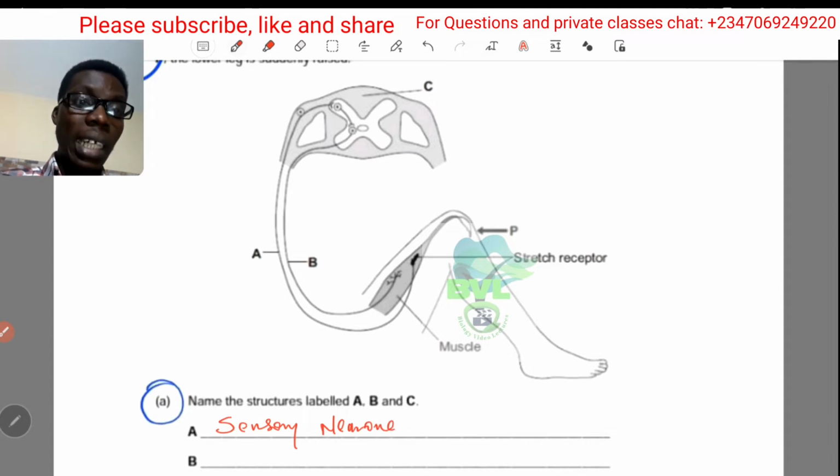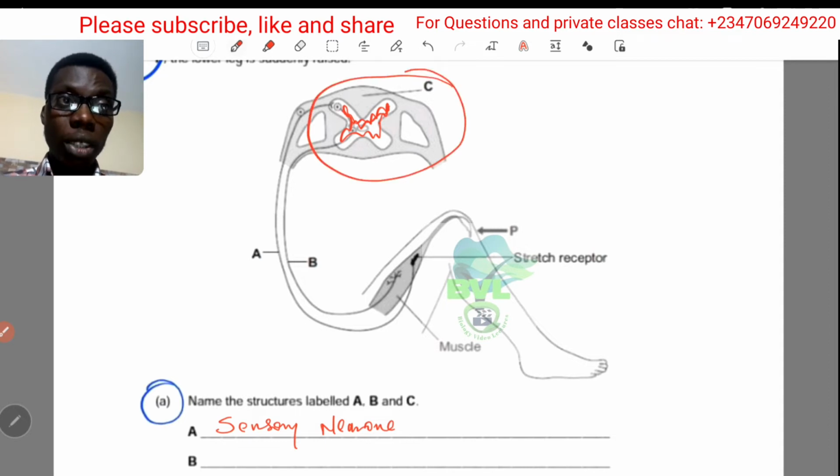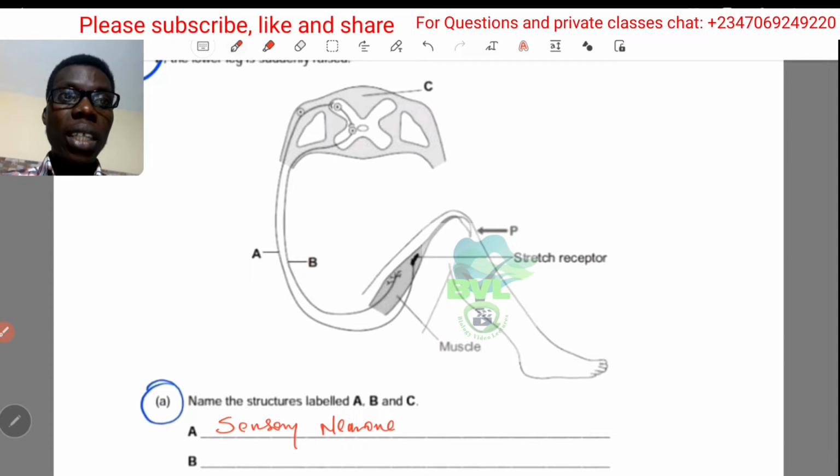Now, why will I say A is the sensory neuron? I've told some of my students this: that part is the posterior gray horn. Don't worry about what that means. Just know that, or let me put it this way, this part I'm shading out is called gray matter in the spinal cord. So this structure is the spinal cord actually. So this part and this part is called the posterior gray horn. This part and this part is called the anterior gray horn.